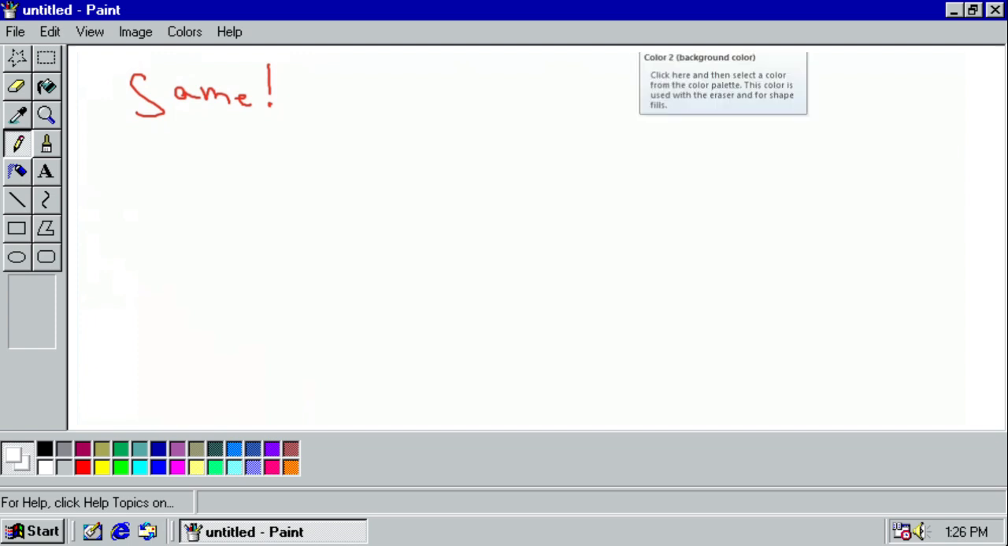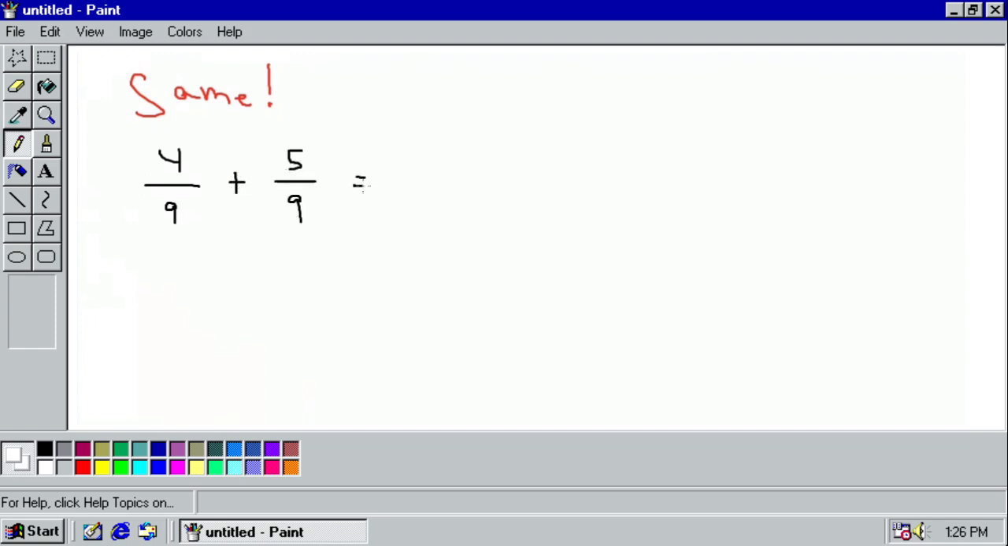Okay. Now, how about this? Let's add 4/9 plus 5/9. What do you think will be the answer? Since both of them have the same denominator, we can simply copy the denominator and add the numerators. That's simply 9/9, or we can simplify it to 1.